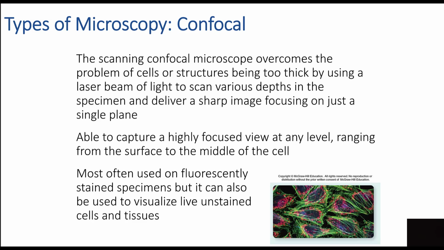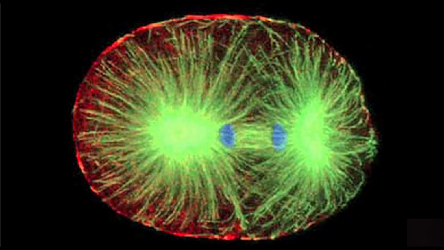Another type is a confocal microscope, and we have problems with looking at cell structures when the cells are too thick, and we can use a laser beam of light to scan to various depths of the specimen. The idea behind it is that we can use fluorescence and also see the structures if they're a little bit more dense. So confocal allows us to do that, and you can see the image.